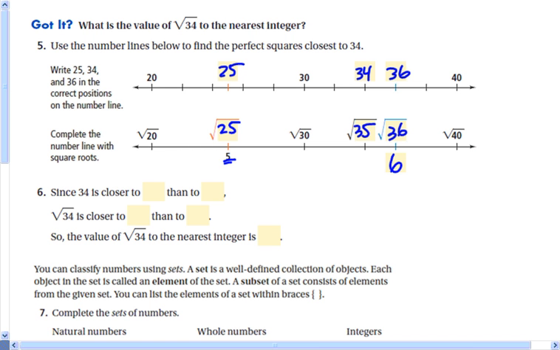So if we were going to estimate the square root of 34 to the nearest integer, since 34 is closer to 36 than it is to 25, we're going to say that the square root of 34 is closer to 6 than it is to 5. So to the nearest integer, the square root of 34 is 6.